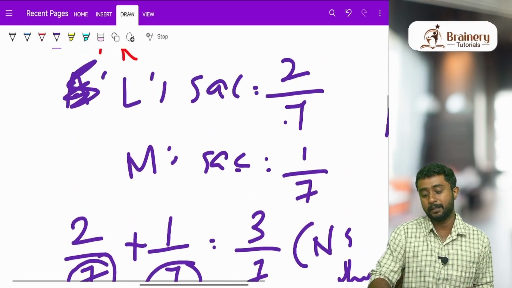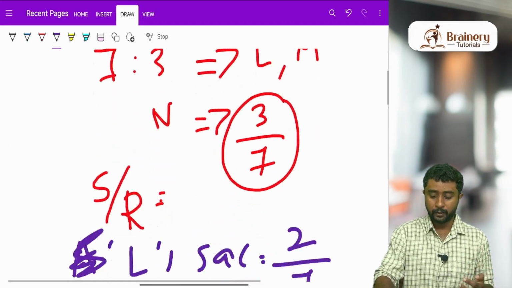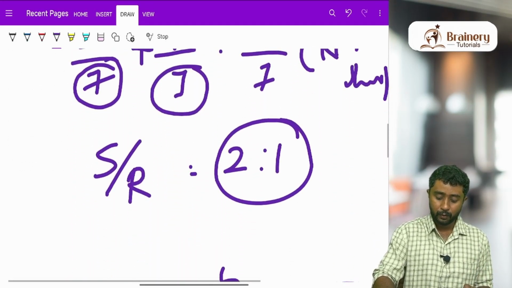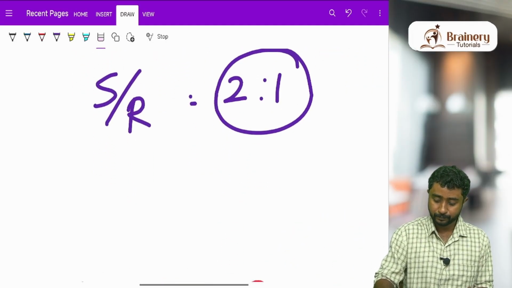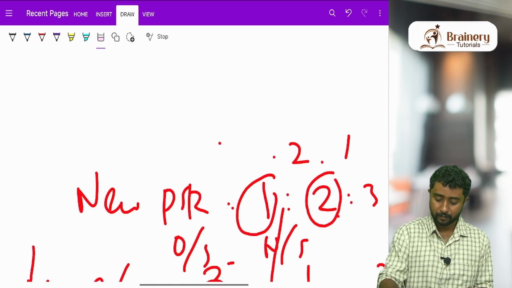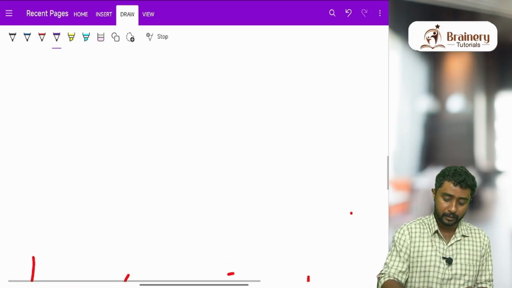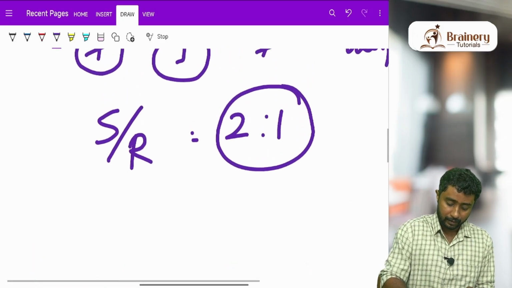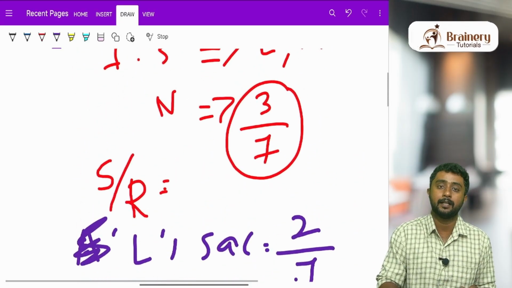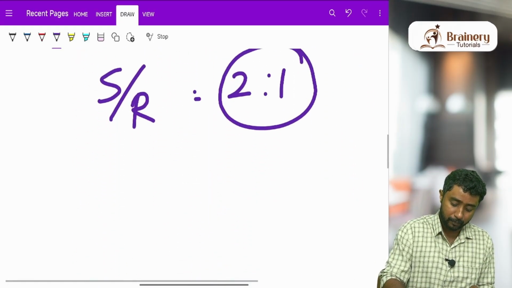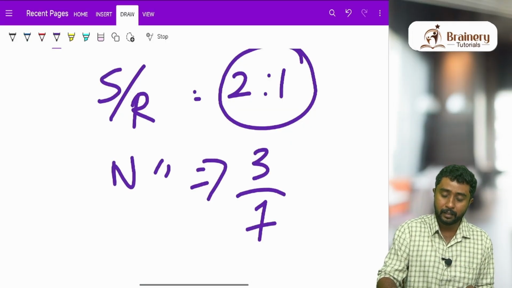What is the question? The question is not the sacrificing ratio. We need to find out the new ratio. The new ratio means what? Obviously, the new person's share is already given in the question. How much is the new person's share? Sorry, it is 3 by 7. 3 by 7 is given in the question as N's share. So N's share is 3 by 7. N's new share we don't have to find. N itself is a new person. So 3 by 7 is the ratio.